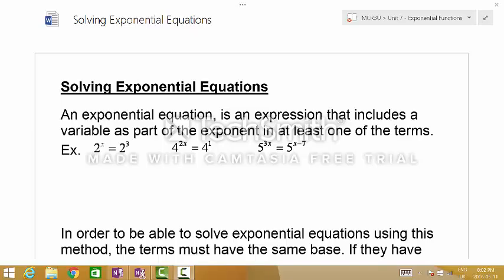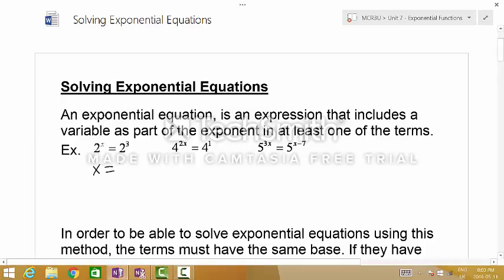In order to solve these, we need to get the base the same. Essentially, if the bases are the same, then in order for one side to equal the other side, the exponents have to be the same as well. So the first one, we have 2 to the power of x equals 2 to the power of 3.